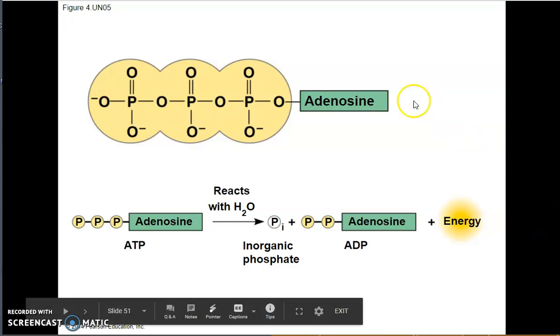Here you can see the adenosine with the 3 phosphate groups bonded together, and then a short version of the reaction that takes adenosine with the 3 phosphates, so ATP, reacting with water. 1 phosphate group breaks off, and now we have ADP and the release of energy.